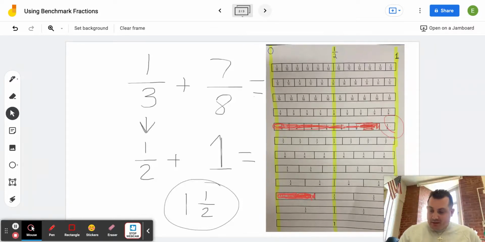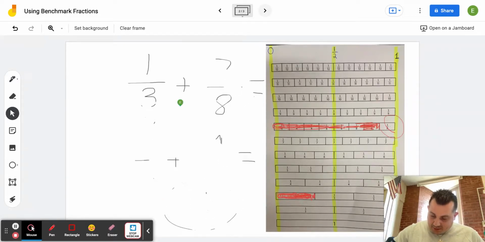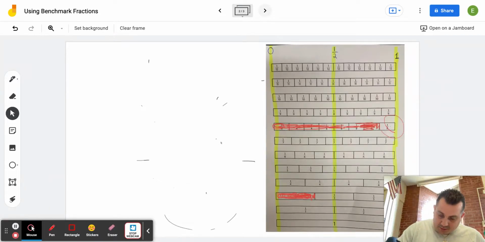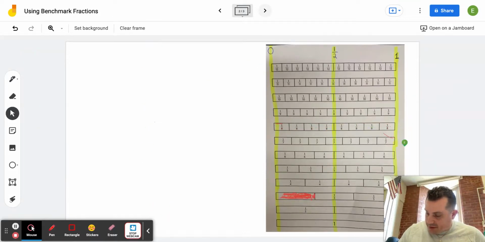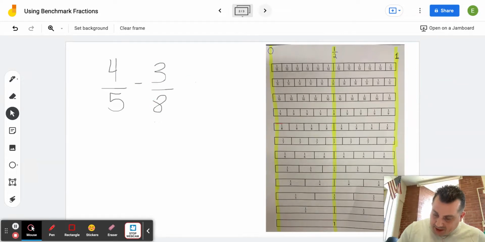Okay. Now I'm just going to clear this screen. I don't know a shorter way to clear it, so I'm just going to wipe everything off. And now we're going to look at 4/5 minus 3/8. So you're going to do the same steps. We're going to locate 4/5 on our benchmark fraction strip.